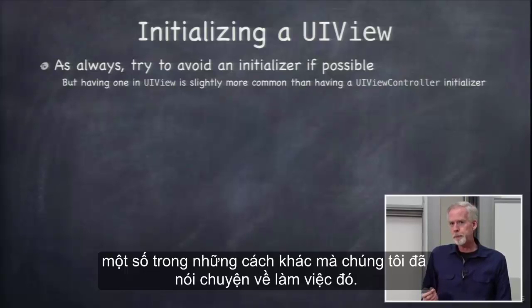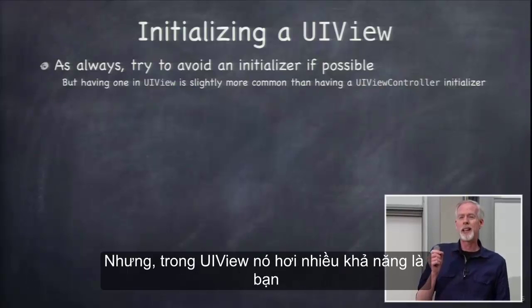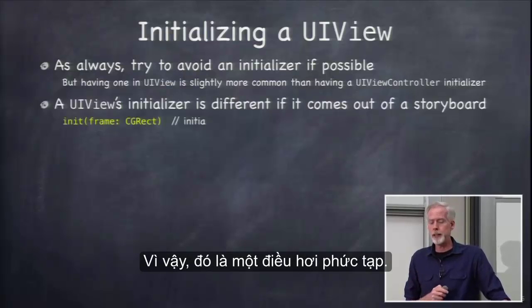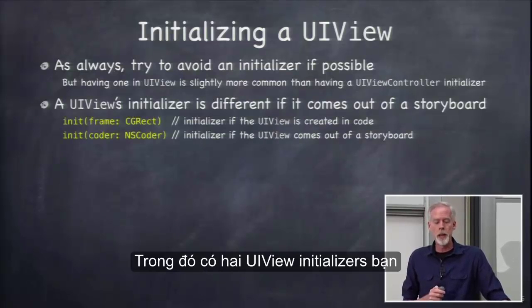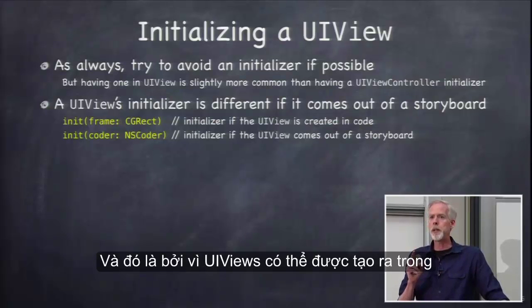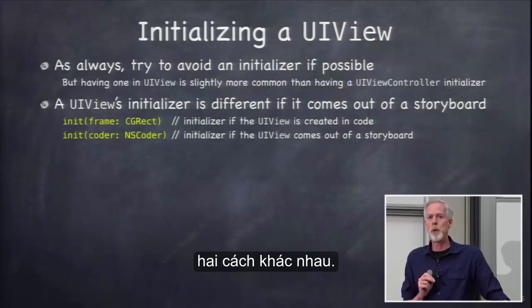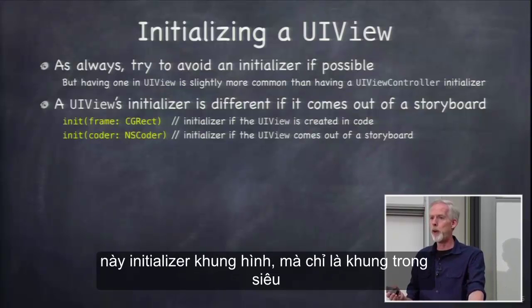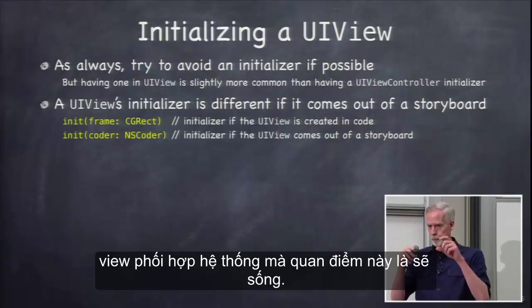talked about doing it. But in UIView, it's actually slightly more likely that you might want to have an initializer. So it's a slightly complicated thing, only slightly, in that UIView has two initializers that you have to deal with. And that's because UIViews can be created in two different ways. In code, by just saying UIView and this frame initializer, which is just the frame in the superview coordinate system where this view is going to live.